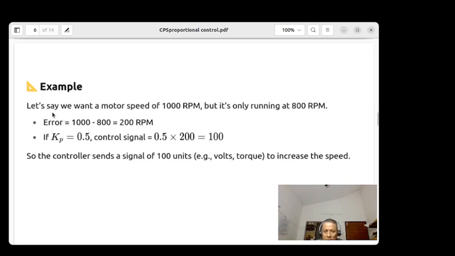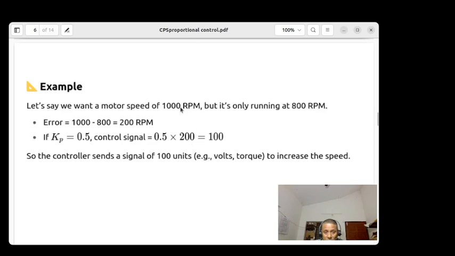Another example, let us say we want the motor speed to be at 1000 rpm, but it is only running at 800 rpm. The error is 200 rpm. If Kp is 0.5, the control signal will have an amplitude of 0.5 into 200, that is 100. If Kp is 1, it suddenly reaches 2000 rpm, that is, the error will be reduced.